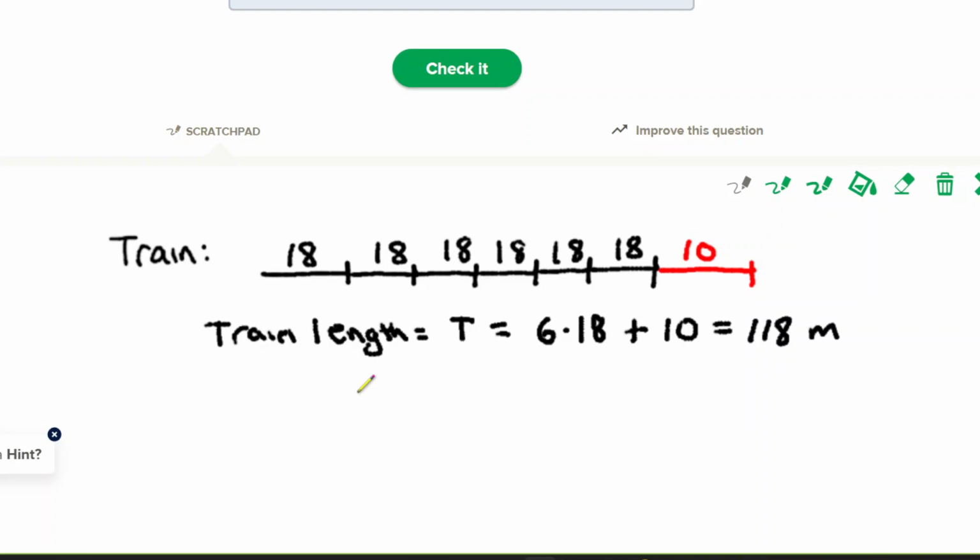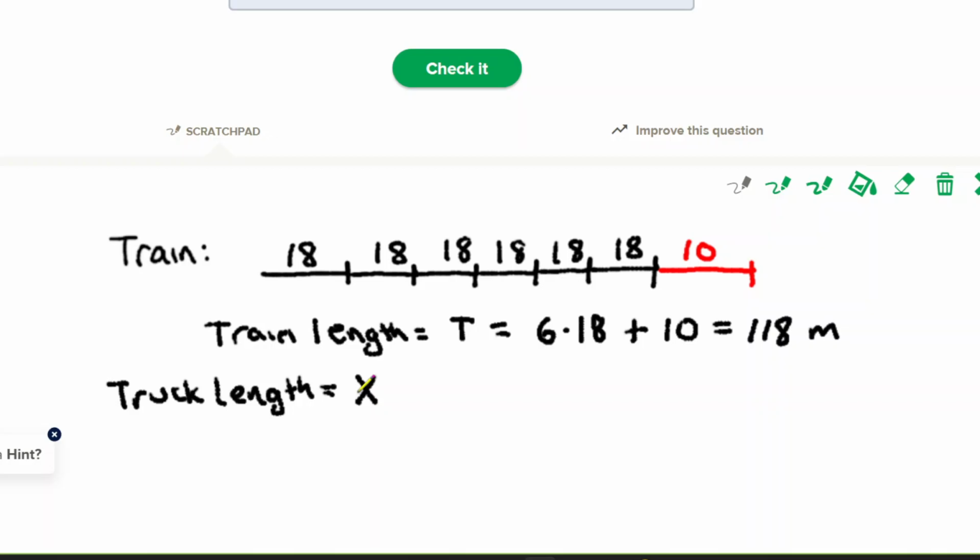All right, and then they said there's a truck alongside it. So the truck length, I'm going to call that something else. I'll actually call the truck length X. Again, I don't want to use T again. I don't want to confuse myself. I don't want the same letter representing 2 different quantities. That would be very confusing.